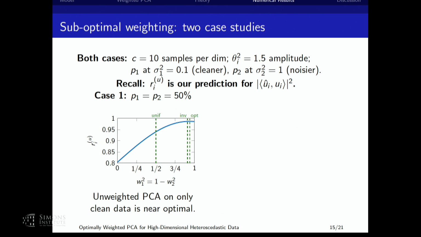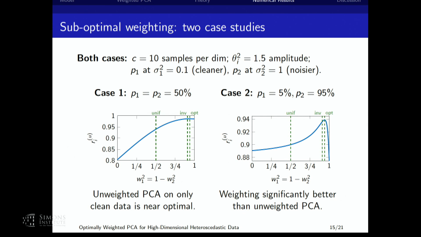Now, in this case, that is because we have a lot of clean data, right? 50% of our data has this very small noise variance. If instead we looked at the setting where we have a very small amount of clean data, or data with the small noise variance, and most of it is noisier data, we get a curve that looks quite different, has a very interesting shape. And in that case, actually throwing away the noisy data would result in much worse recovery. And we have our optimal and inverse noise variance weights still near the top of this curve.